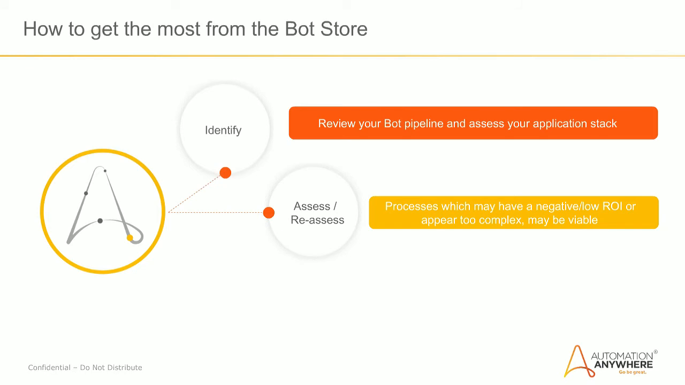A lot of customers I work with, the decision to automate a process is so heavily based on a positive ROI, and that ROI is linked with the cost of development, the cost that's paid to a developer to automate that process. So I would recommend perhaps assessing or reassessing processes that you've discounted for automation and see whether actually you could leverage the bot store and actually save a chunk of time on development, because then maybe it would shift towards the positive end of the ROI spectrum.